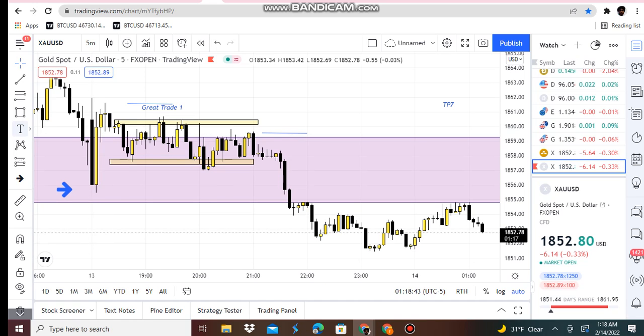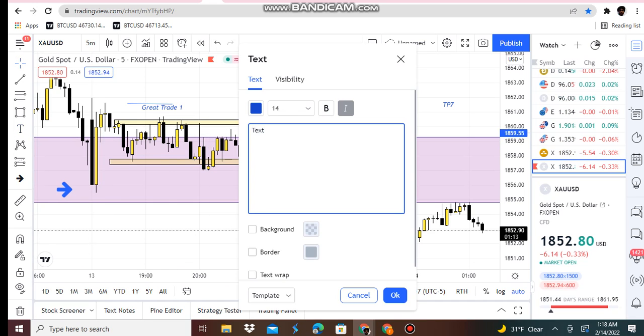You could have gotten in for a trade right here. Boom. Once price makes a lower high, and I'll show you that again, you can still consider this a great trade right here. Great trade one, great trade two. Sorry about that. This is a great trade two.